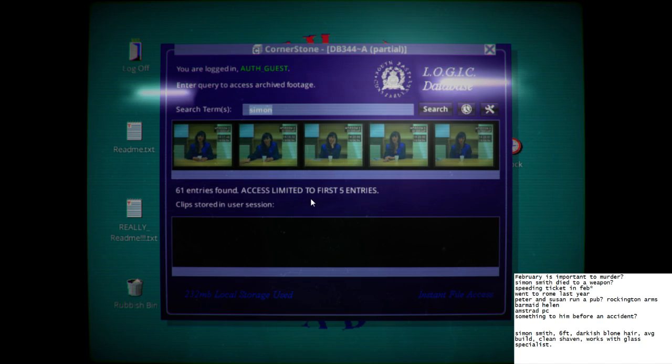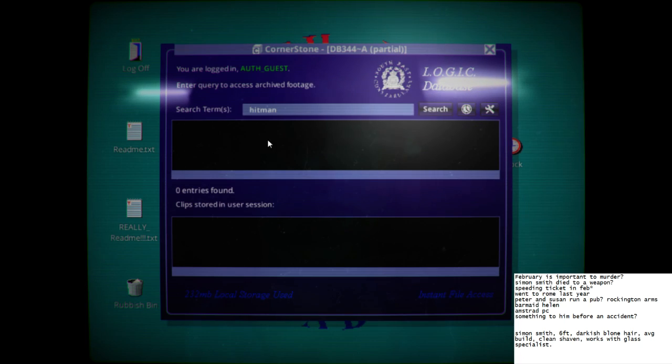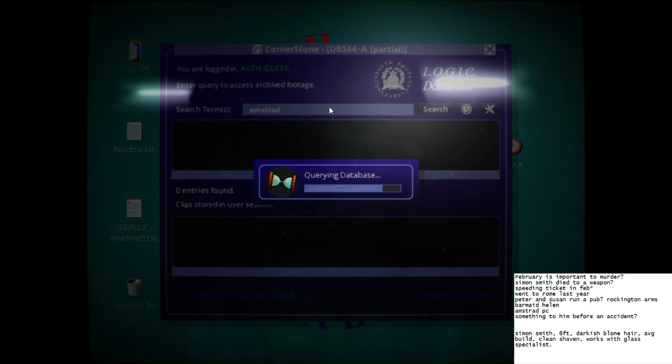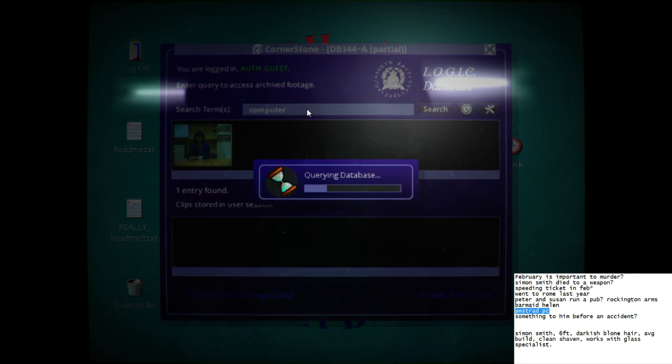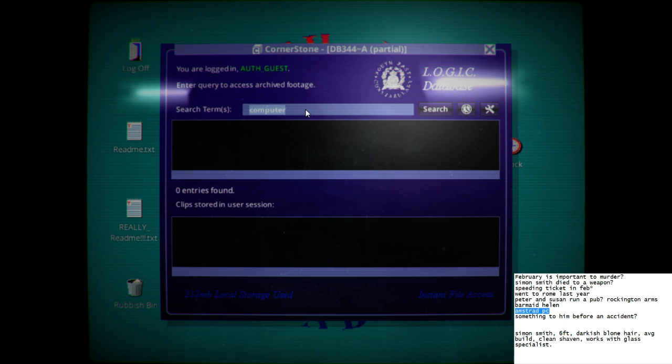Access limited to first 5 entries. Simon. Let's try hitman. I'm suspecting that. Did we ever ask her about this? Apparently not. Right, no leads. So, let's just do the ones that we can tie up real quick. So, Amstrad. Just the one clip. Right. And let's try computer, just to make sure there's nothing for that PC. Right. Yep. I'm happy to delete that.